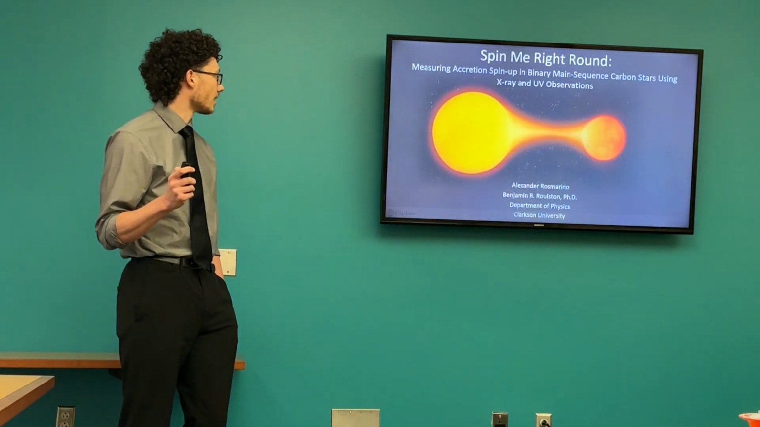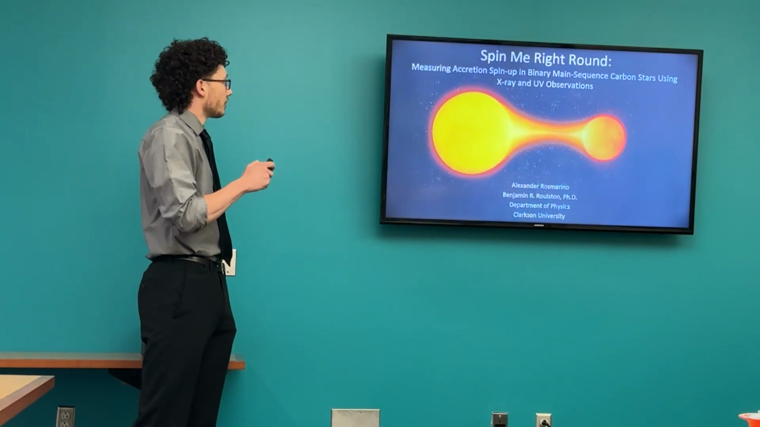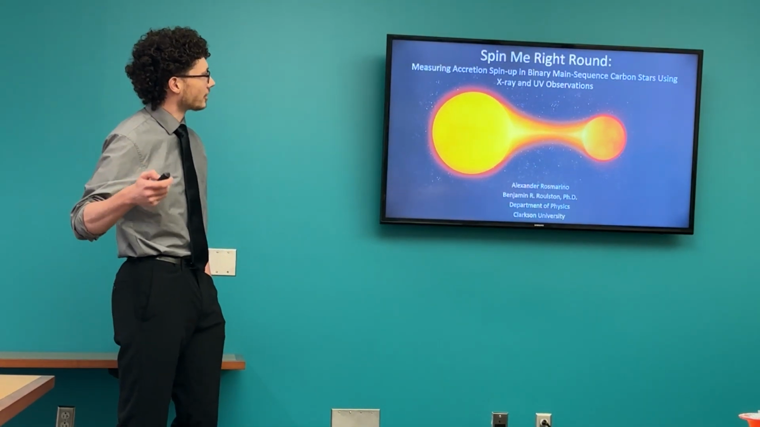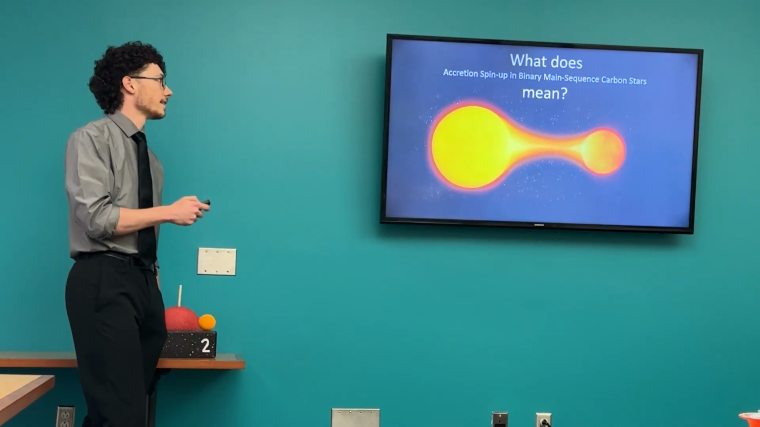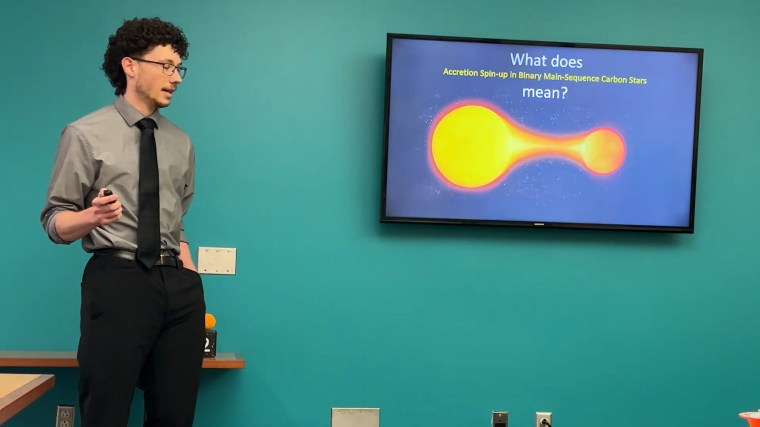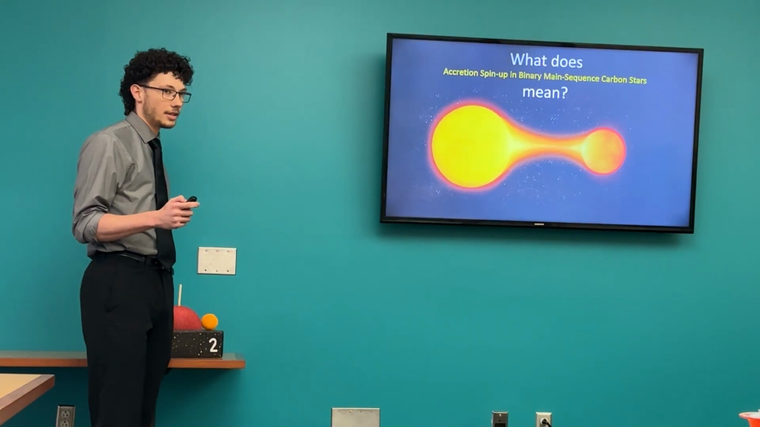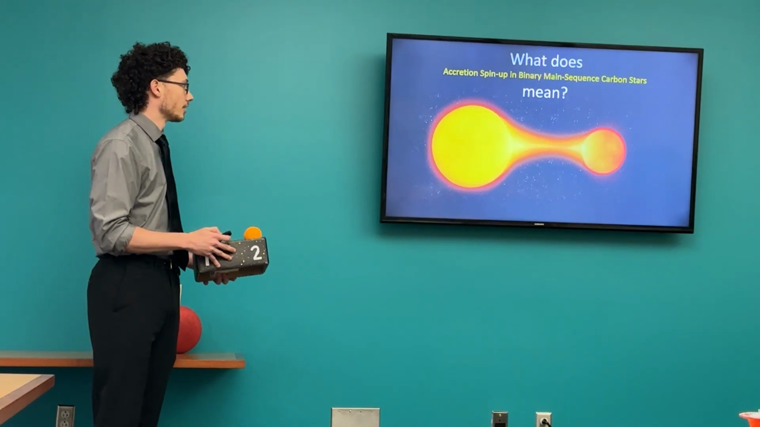So back to my title slide. Spin me right round, measuring accretion, spin up, and binary main sequence carbon stars using X-ray and UV observations, which is a mouthful. But what does that actually mean? And to understand that, I'm going to break it down piece by piece, and I'm also going to use this physical model here to help understand it.